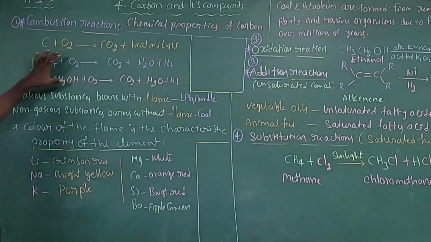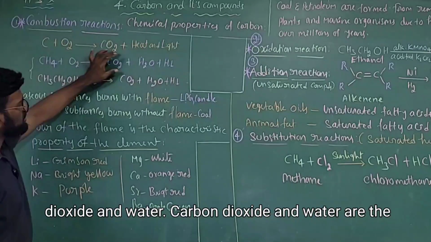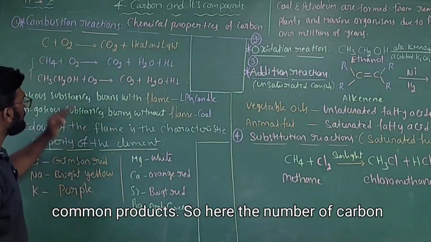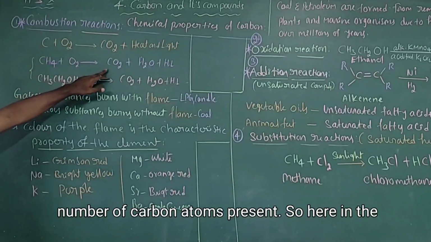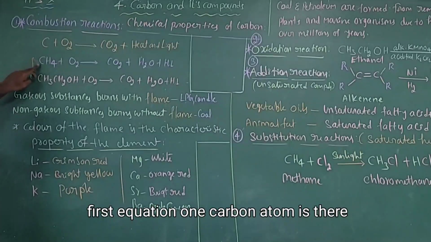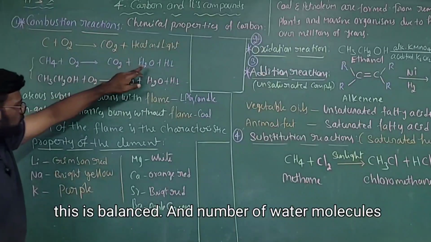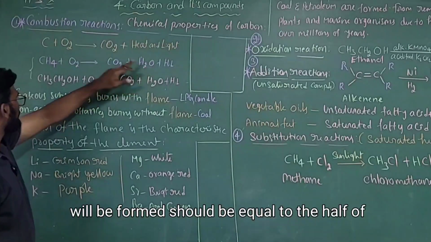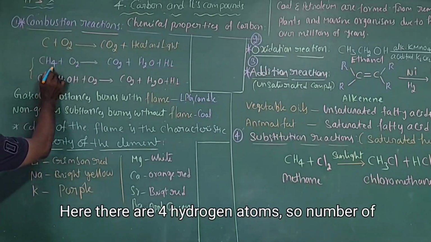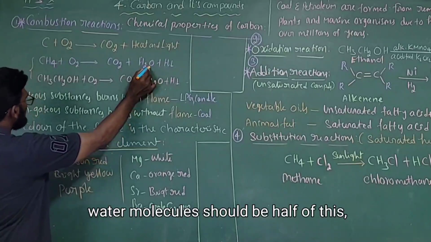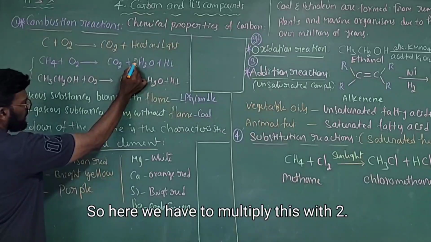Generally, when hydrocarbons are burnt in oxygen, the common products are carbon dioxide and water. So here the number of carbon dioxide molecules formed will be equal to the number of carbon atoms present. See here, in the first equation, one carbon atom is there, so one carbon dioxide molecule is formed, so this is balanced. And the number of water molecules formed should be equal to half of the number of hydrogen atoms. Here there are 4 hydrogen atoms, so the number of water molecules should be half of this. That means 2 water molecules should be formed. So here we have to multiply this with 2.